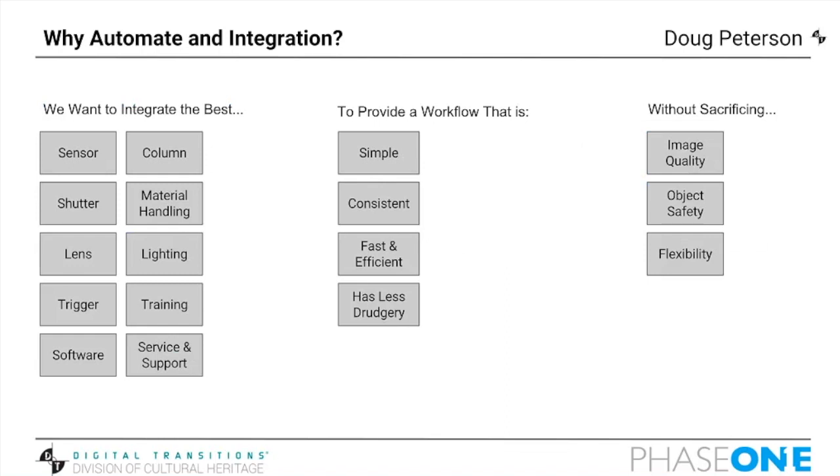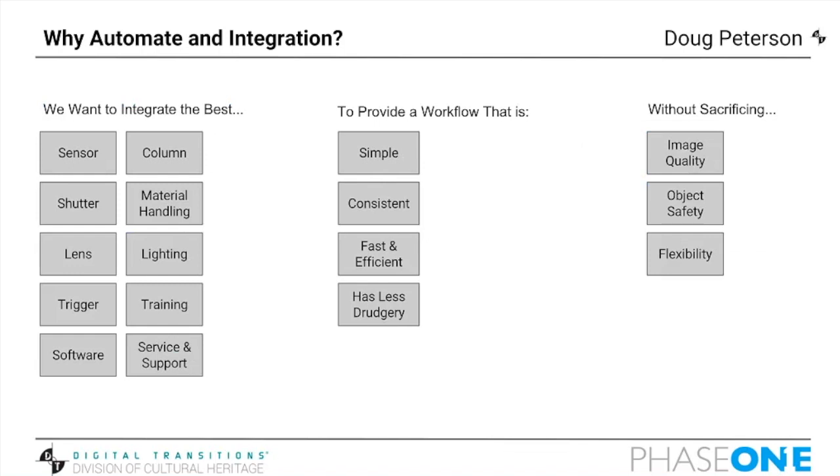So why do we care about automation integration? Why do institutions care about it? Well, at Digital Transitions, we want to integrate the very best components of a digitization platform to provide a workflow that's simple, consistent, fast, and efficient, and has less drudgery without giving up or sacrificing any image quality, any object safety, or any flexibility.